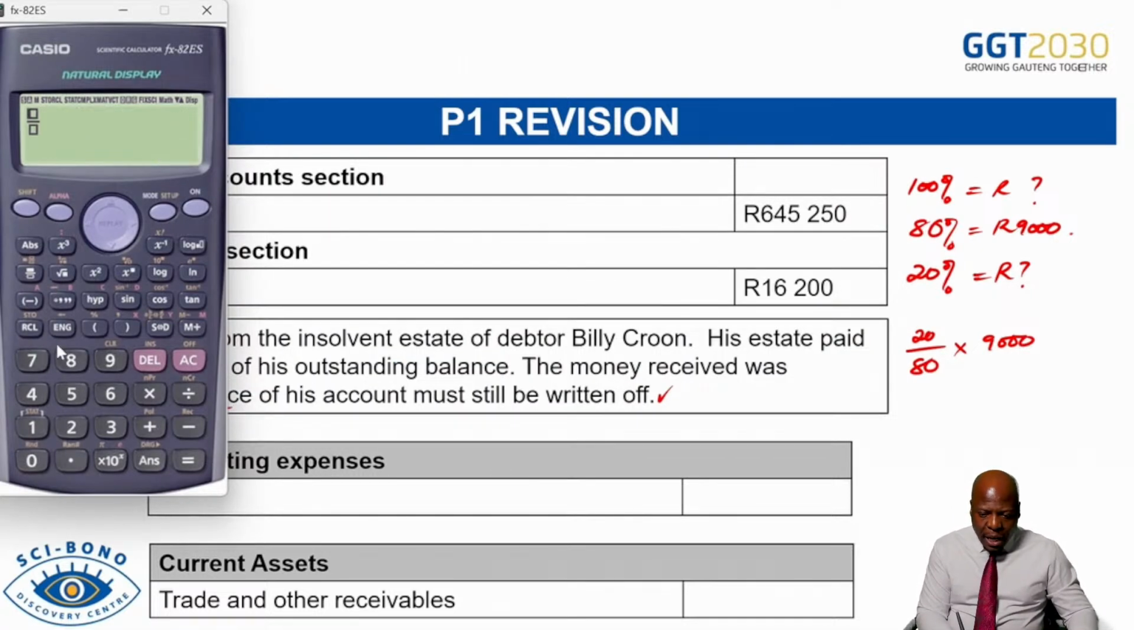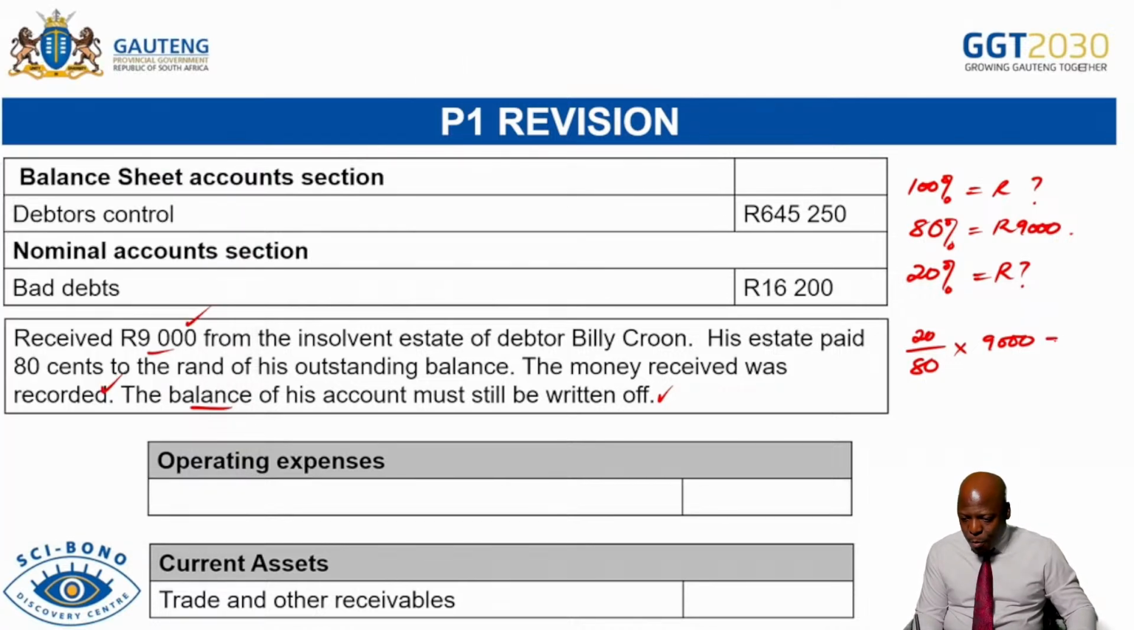So we're going to simply come in and we say what we want is 20 and what we have is 80, and then we multiply this by our 9,000. That is going to give me 2,250. So my bad debts is 2,250. That is the outstanding amount.